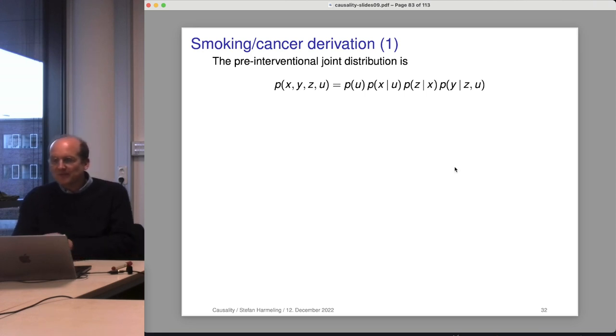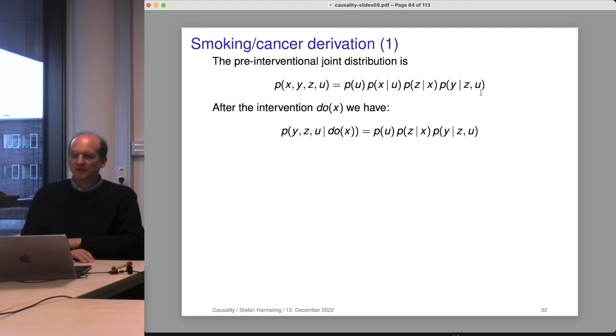So let's first write out the joint distribution, right? The gene has no incoming edges, so it's just P of U. The X has just the gene. The Z, the tar variable, has just the X. And then the outcome has the tar variable and the gene. Okay, so far so good.